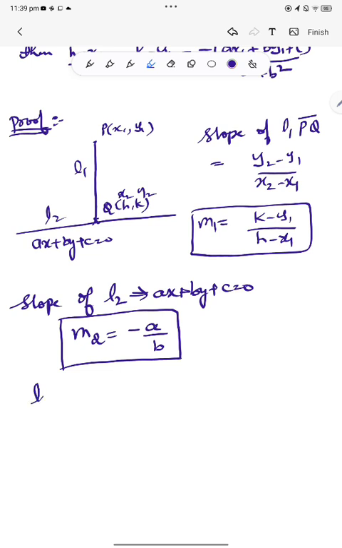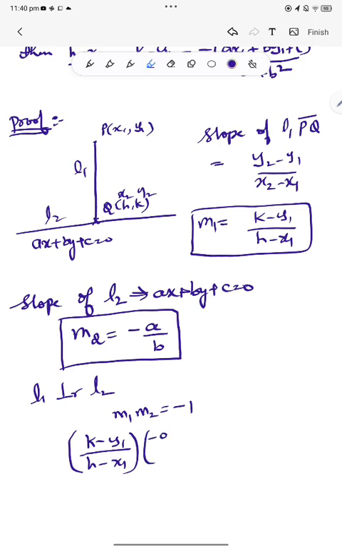The condition here is our line L1 is perpendicular to L2. If L1 is perpendicular to L2, then we have one formula, that is m1 m2 = −1. So our m1 value is (k − y1)/(h − x1) into m2 value is −a/b, equal to −1. So minus and minus get cancelled. So this a and h − x1, if I take that side, (k − y1)/b is equal to (h − x1)/a. So now we got half of the formula.